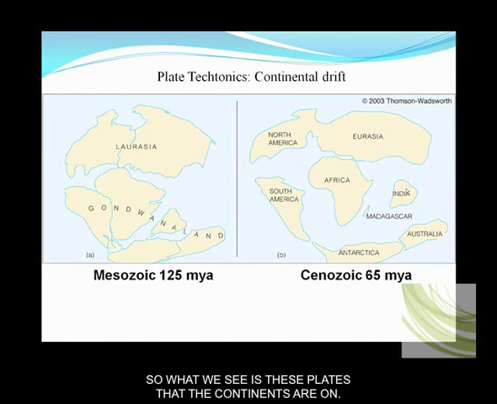So what we see is that the plates the continents are on in the Earth's crust keep moving and shifting and bumping into each other. In fact, when India eventually bumps into Asia right here, it forms the Himalayan mountains. That's where we get Mount Everest. And eventually, as you know, North America and Eurasia split apart.